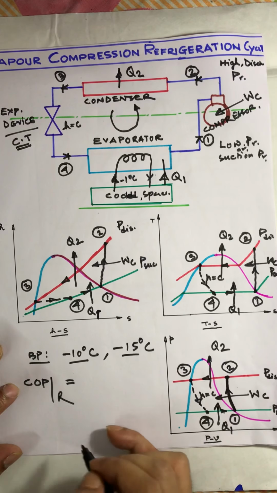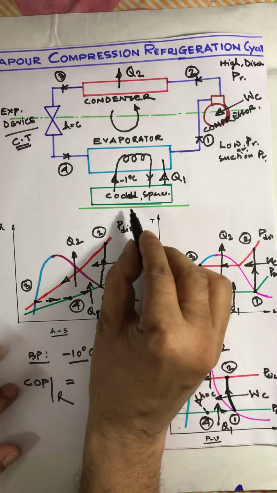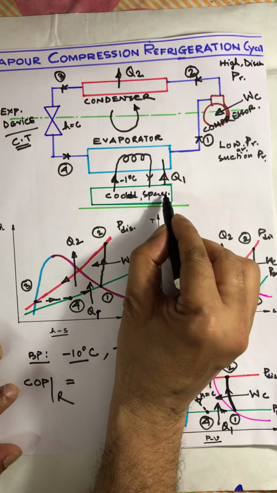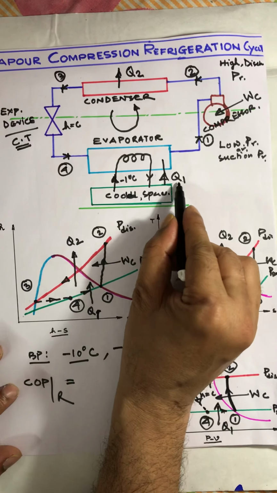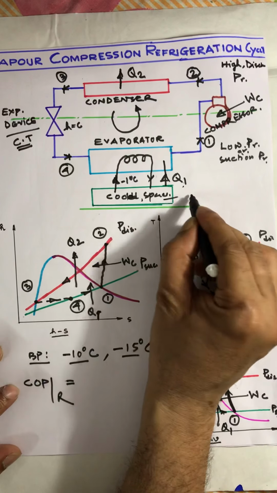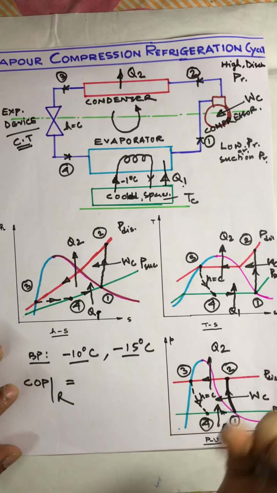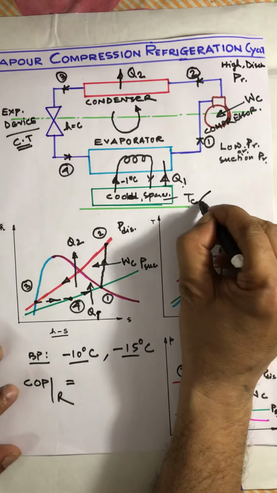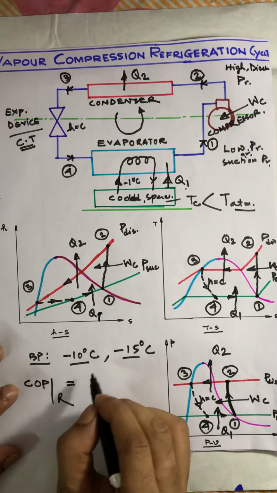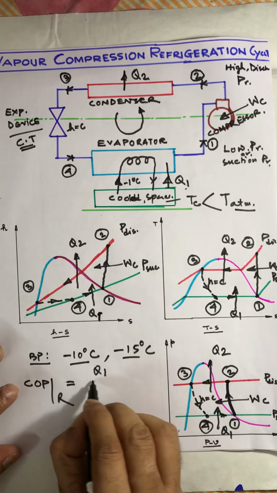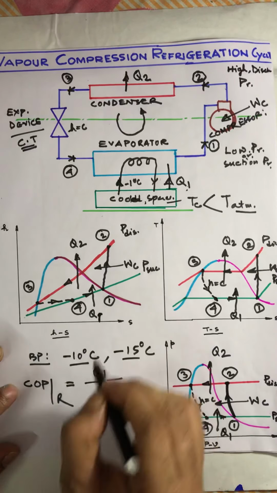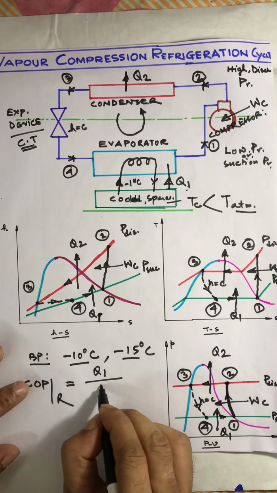Desired effect divided by work input. What is the desired effect? In this case, Q1 is the desired effect, because we have to extract heat at the rate of Q1 if we want to maintain the space temperature, say Tc, which is less than the atmospheric temperature. So the desired effect is Q1, and divided by work input, which is Wc. We can calculate this Wc.